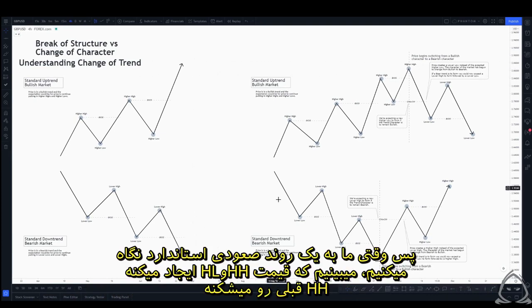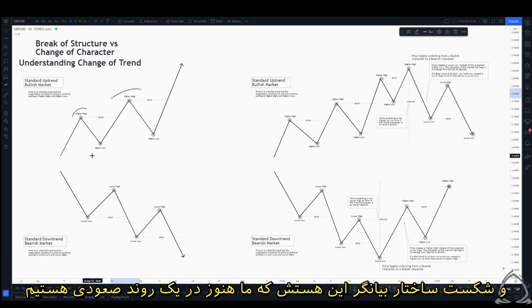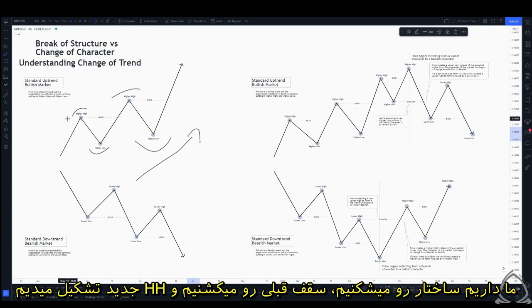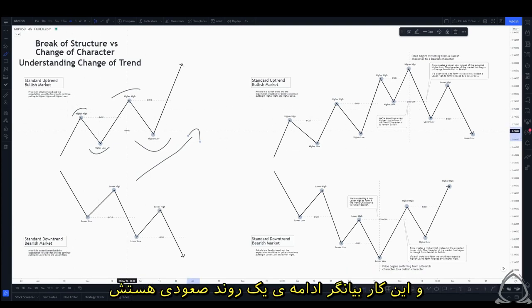So when we're looking at a standard uptrend, we're seeing price putting in higher highs and higher lows, breaking the previous higher high and creating a new higher high. That's a break of structure, and the break of structure is showcasing that we are continuing to move in an uptrend. We're seeing that series of higher highs and higher lows, breaking previous highs, forming new higher highs. And when we're in an overall bullish trend, our expectation is that price will continue to print higher highs and higher lows, and that will showcase an uptrend continuing.